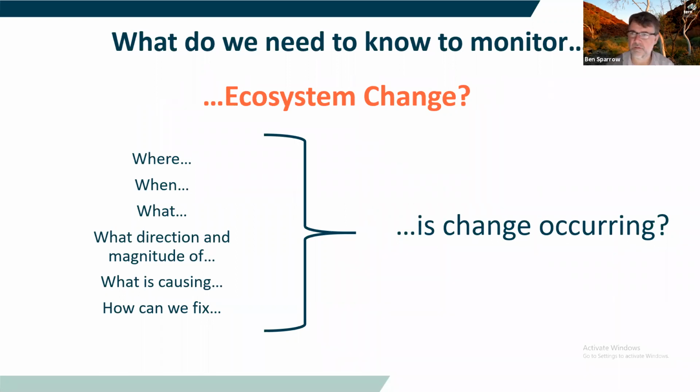And what management interventions, or how can we impact that change so it's occurring in the direction and the magnitude, etc., that we would hope for.